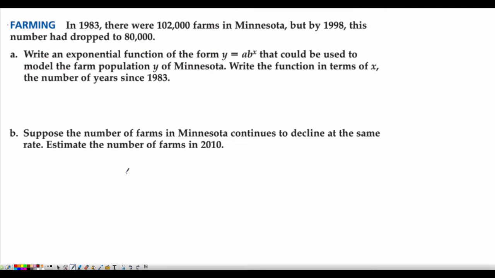Okay, for the next part of this, first of all, let's write the function again. The function of x is 102,000 times 0.98 to the x. Well, I think I have a mistake in my writing here, so just get ready, it's coming. We want to know between 2010 and 1983 is 27 years. And how did I get that? Well, I subtracted 1983 from 2010. So it's 27 years.